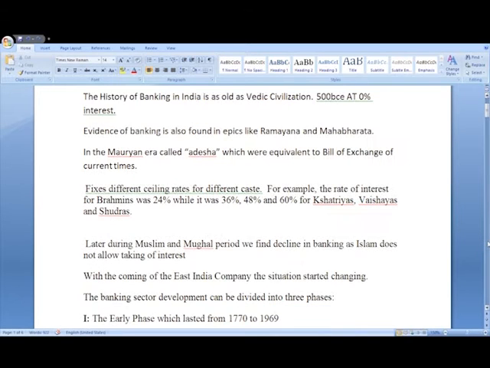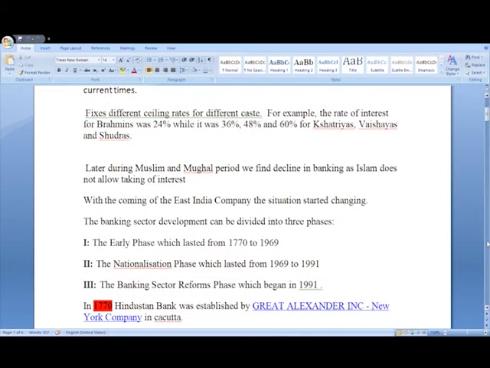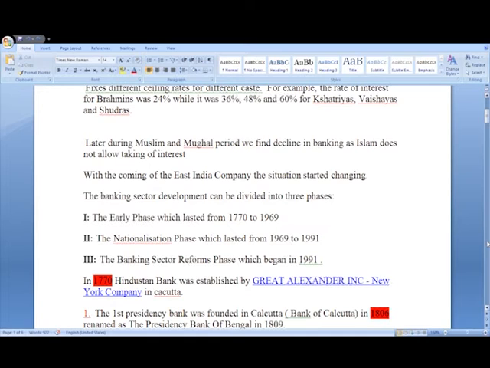For example, the rate of interest for Brahmins was 24%, while it was 36%, 48% and 60% for Kshatriyas, Vaishyas, and Shudras. Later, during the Muslim and Mughal period, we find a decline in banking as Islam does not allow the taking of interest. With the coming of the East India Company, the situation started changing. The banking sector development can be divided into three phases.